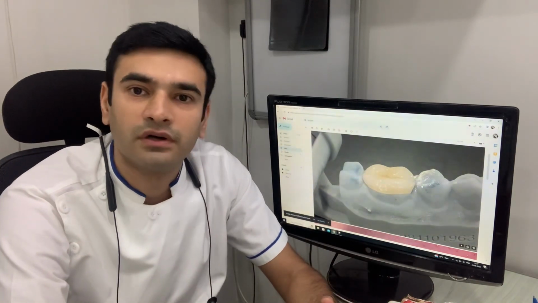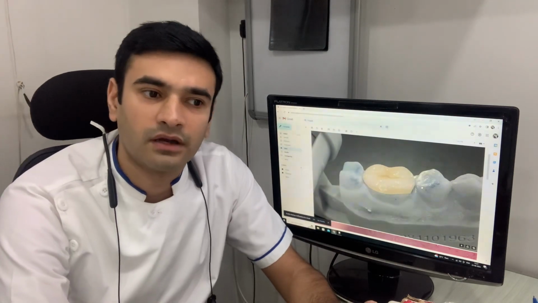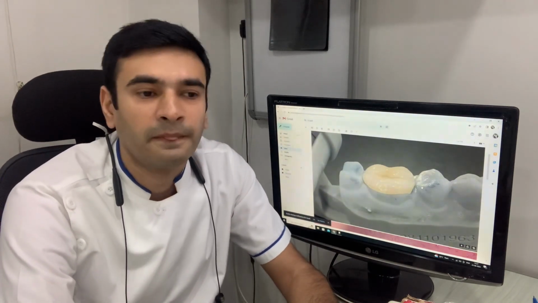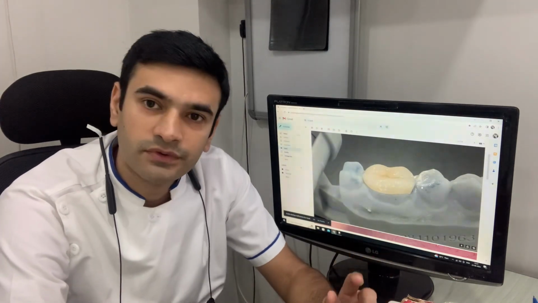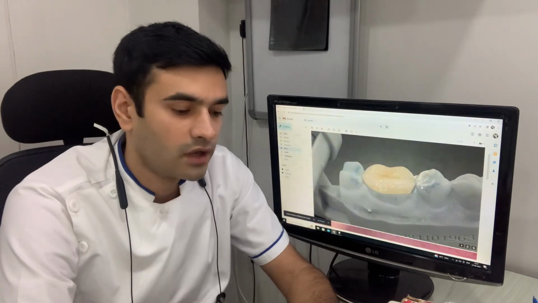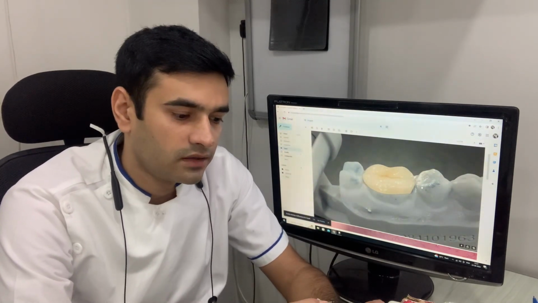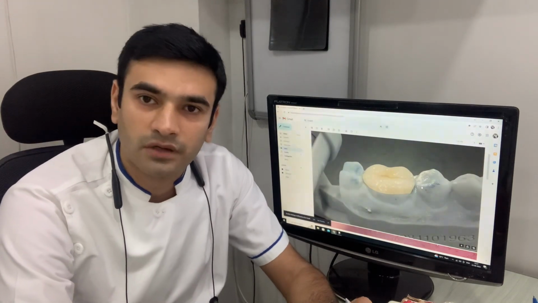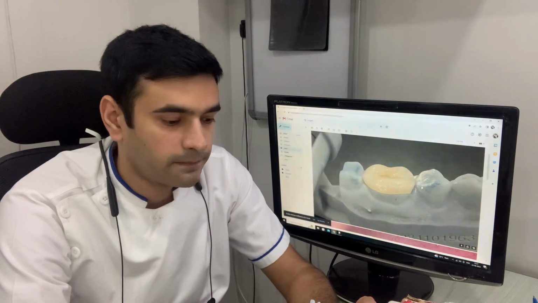this is the case of a child, I think around 8 or 9 years old, whose lower molar was decayed. So we performed the root canal treatment on this tooth. After the root canal treatment, now the challenge arises. The challenge was regarding the residual tooth structure, or the tooth structure that is left after we do a root canal treatment.